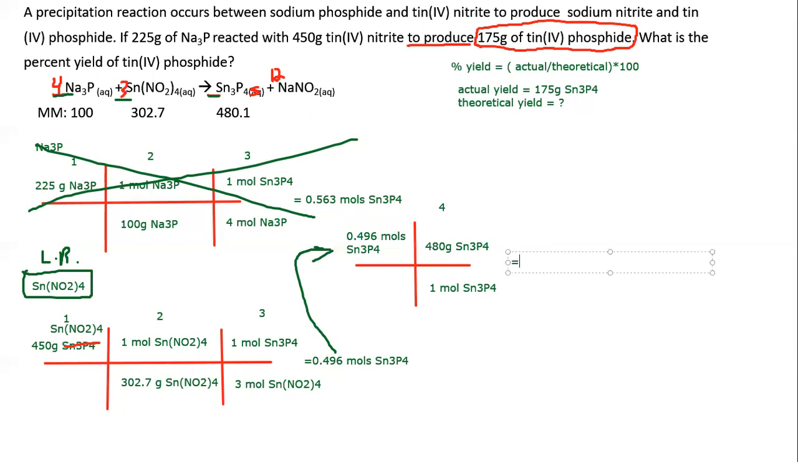And again, this is going to tell us the theoretical yield. So again, this is the theoretical yield. So now we have the theoretical yield and the actual yield. We can calculate the percent yield.